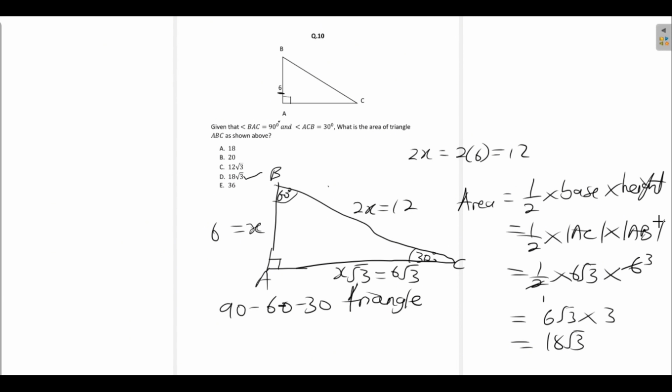This is how we find the area of a right angled triangle, which is half times base times height. So when you get to know the base and the height of the triangle, you'll be able to calculate the area. And this is how we do it.